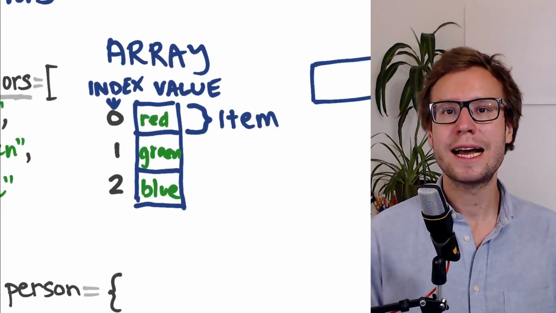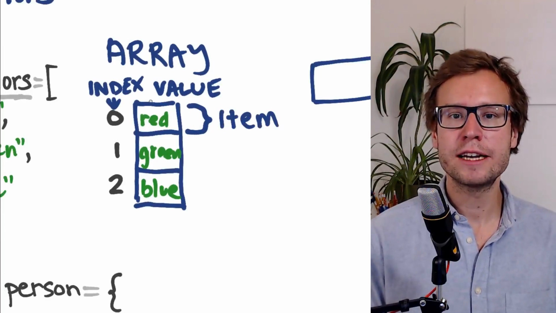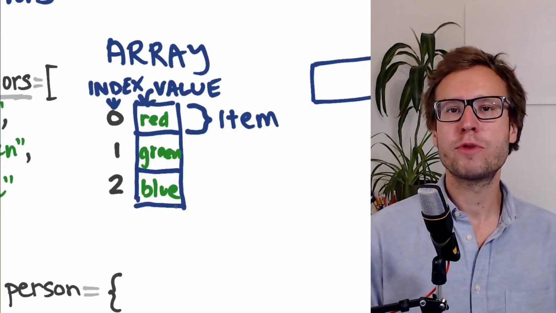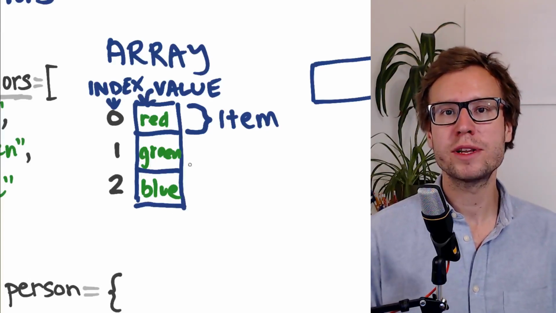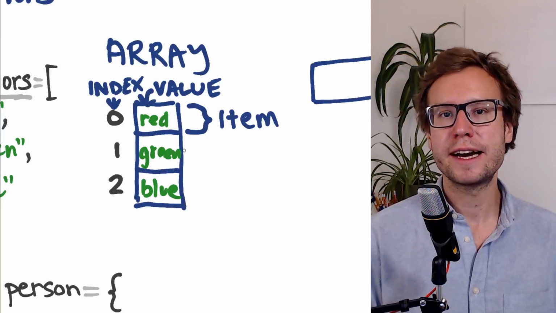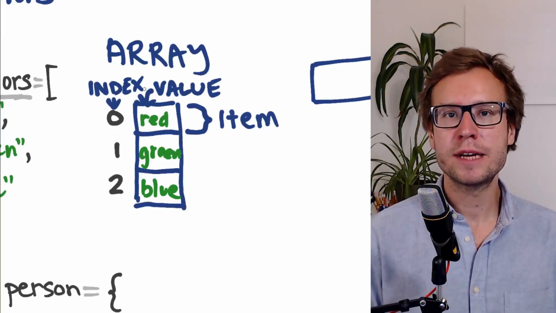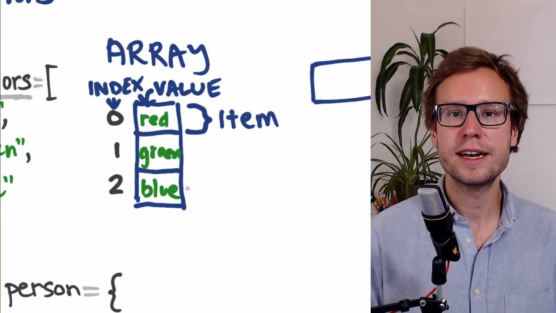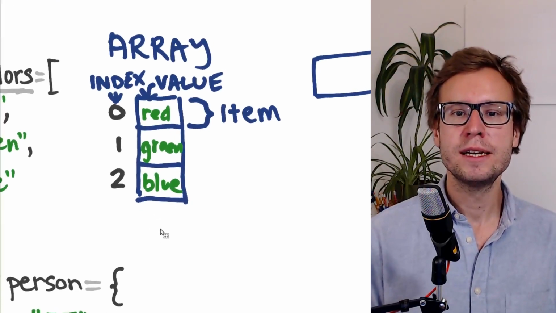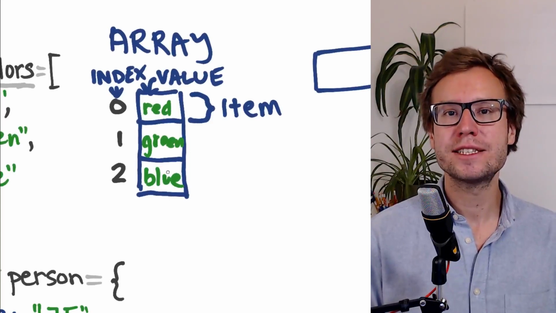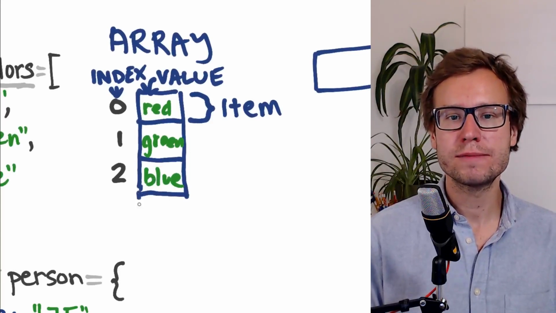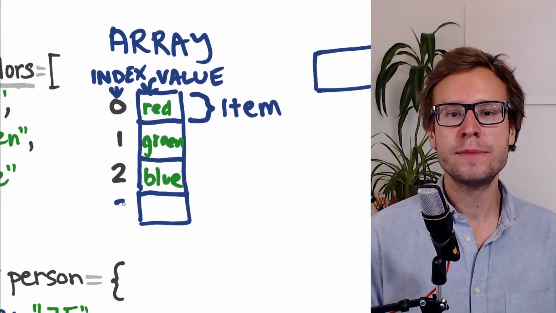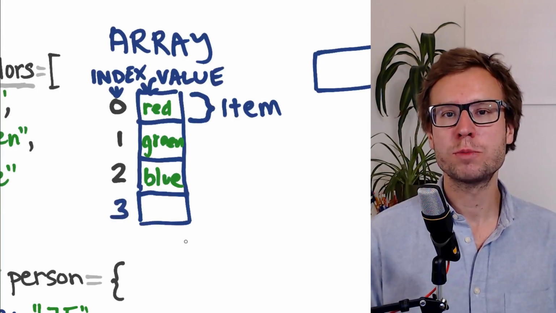So every item has an index and every item has a value. That's pretty straightforward, okay? So arrays are straightforward. They're just a list of items, and each item, yeah, we know that we can use the index to access those items. Now, what happens if you add something more to this array?